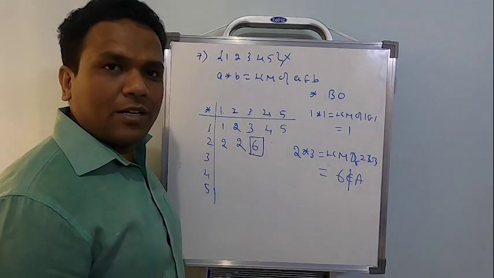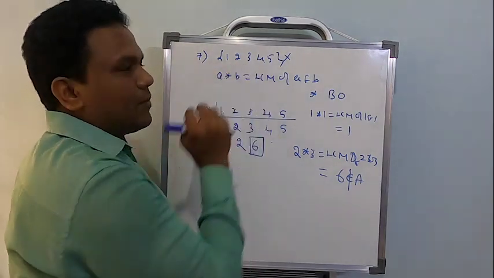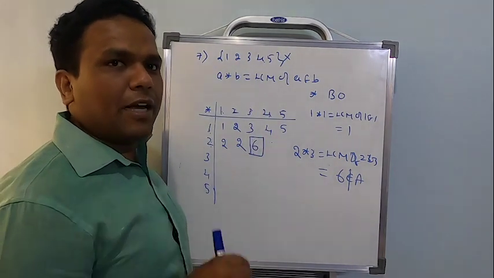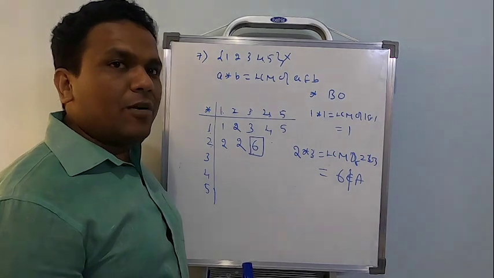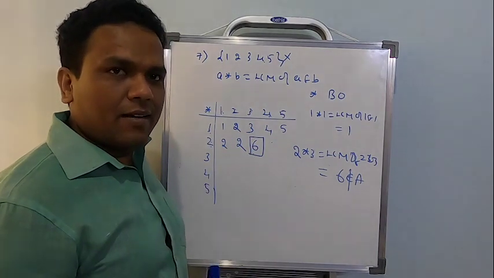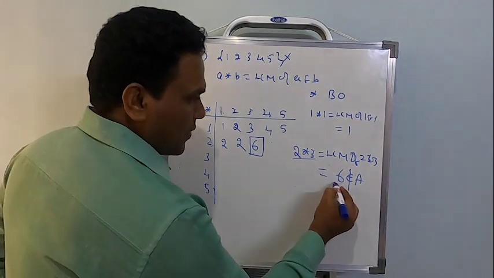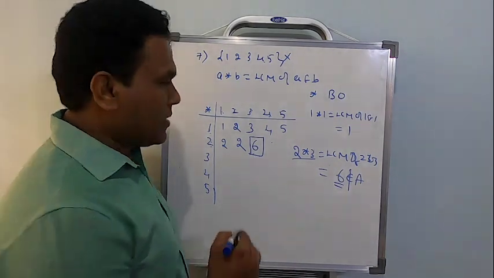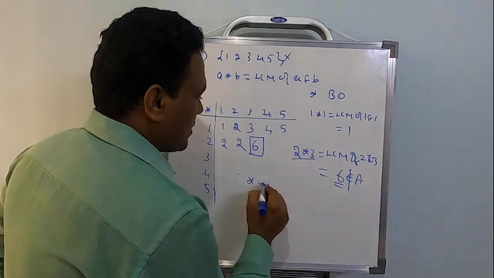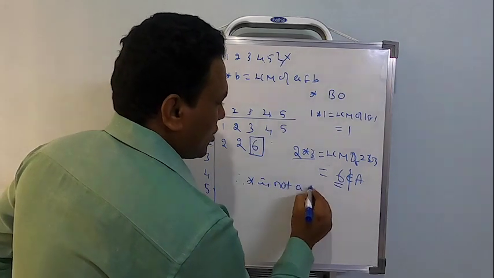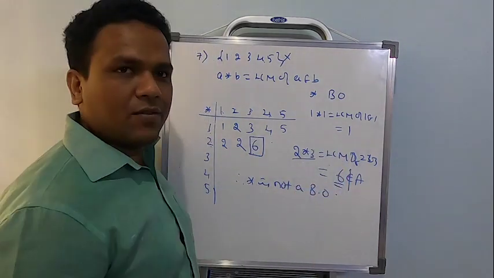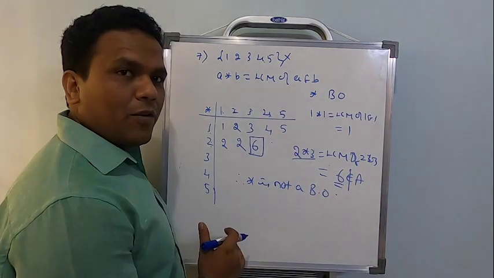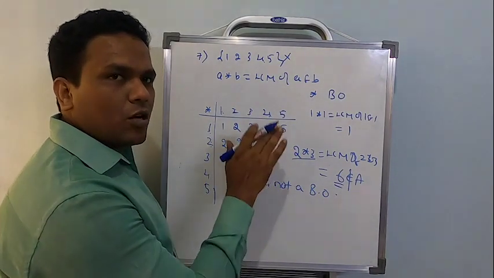When will we say it's a binary operation? Take any two elements from the given set. Apply the given binary operation. The resultant element should belong to the same set. Correct, right? But look here, 2 star 3 applied, what am I getting? 6. 6 is not at all an element of the given set. Therefore, star is not a binary operation on the given set. That's enough. No need to complete the whole table. If you are getting an element outside the given set, stop and conclude.